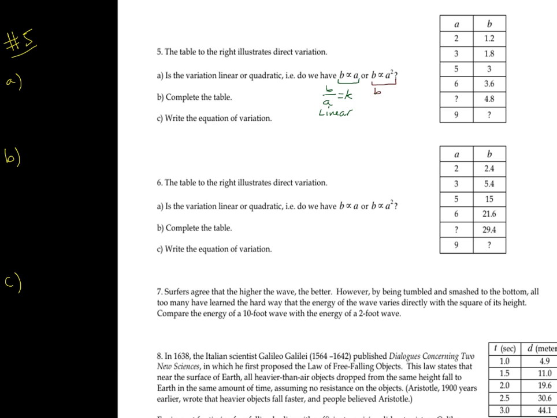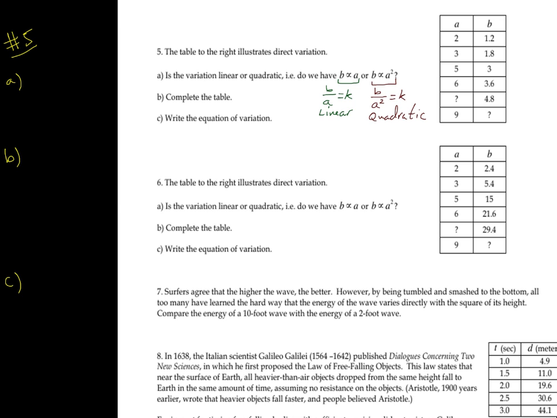And then for, say, the next one, b, and then again that alpha a squared, this is saying that the ratio of b to the square of a is going to come out to be a constant. This would be like what we saw in the last video. This would be quadratic variation.